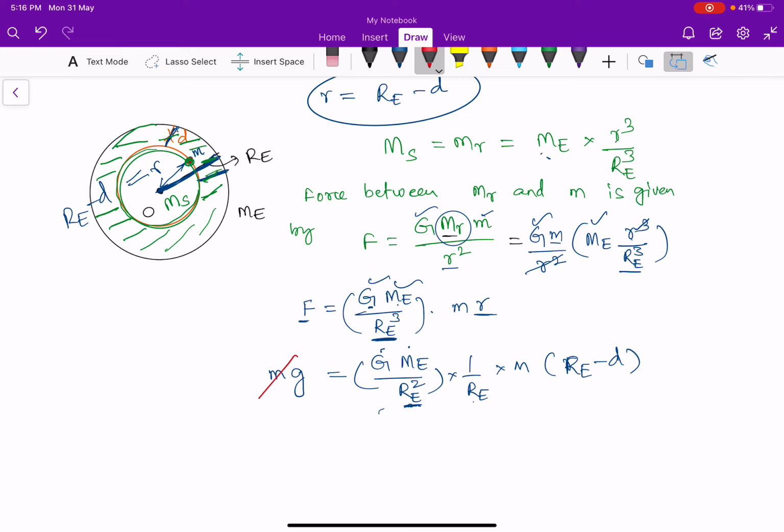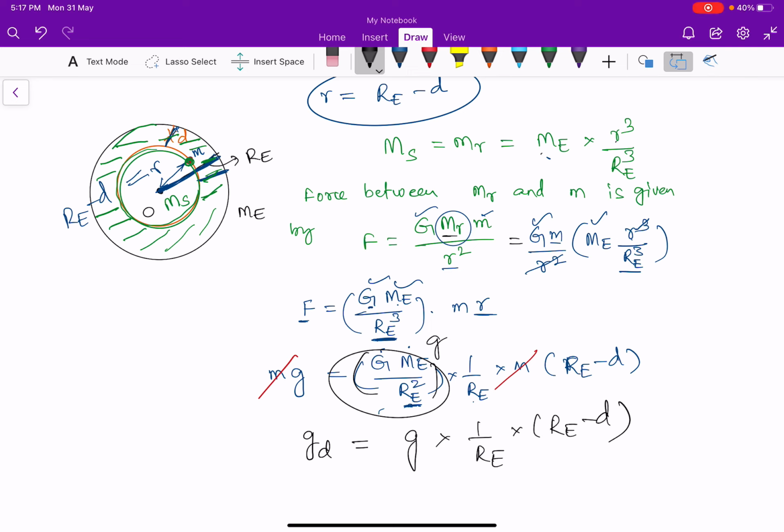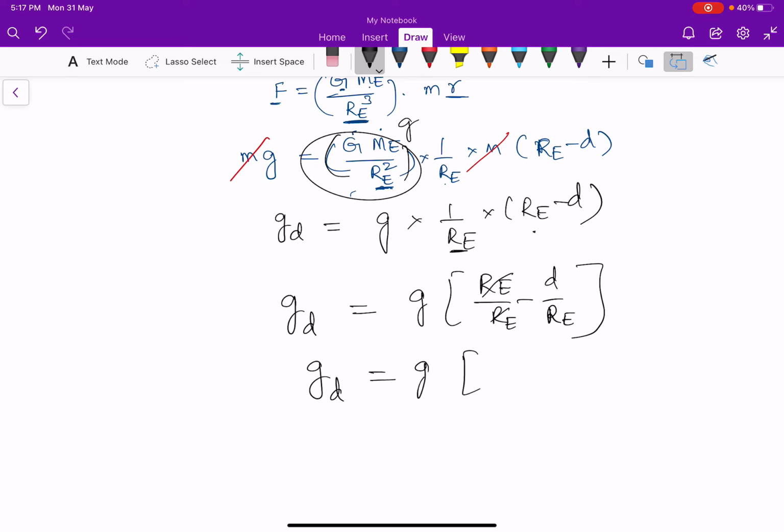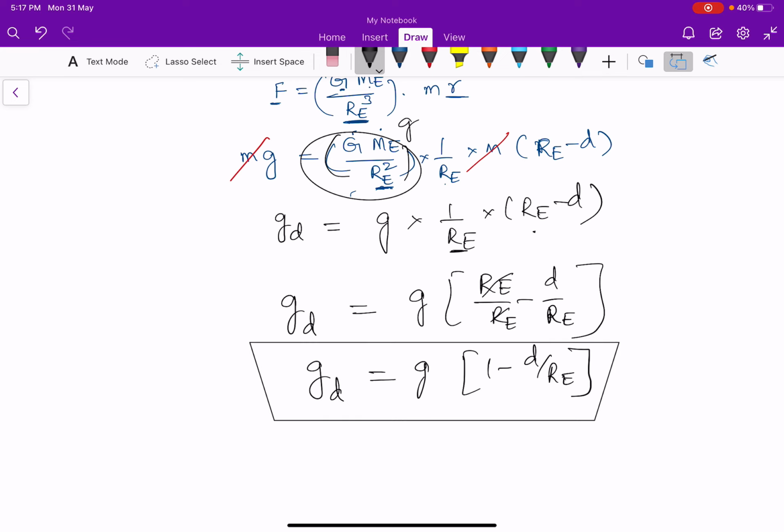Okay, so here this mass and mass get cancelled, and so I'm writing g at d depth below is equal to G Me by Re square, which is nothing but small g, into 1 by Re into Re minus D. So g at D depth below is equal to g into, I am multiplying this Re inside, so Re by Re minus D by Re. Re by Re is nothing but 1. g at D depth below is equal to g into 1 minus D by Re. So acceleration due to gravity at D depth below is equal to g times 1 minus D by Re.